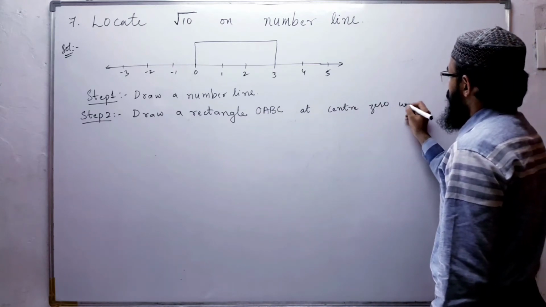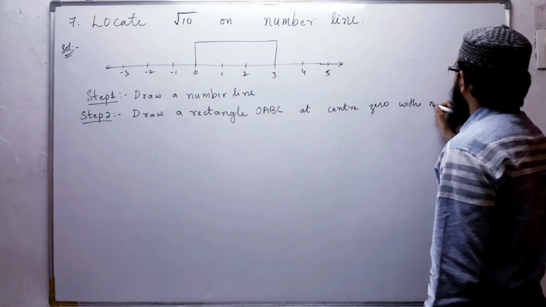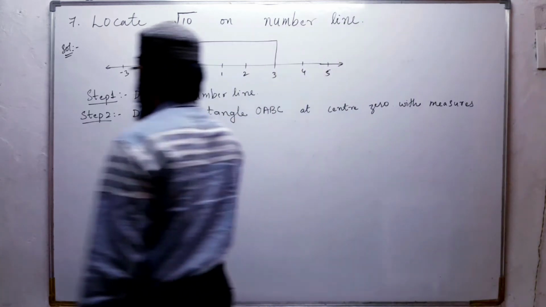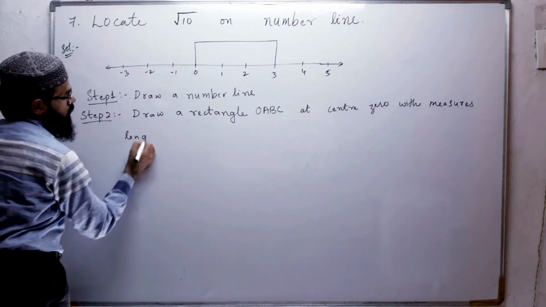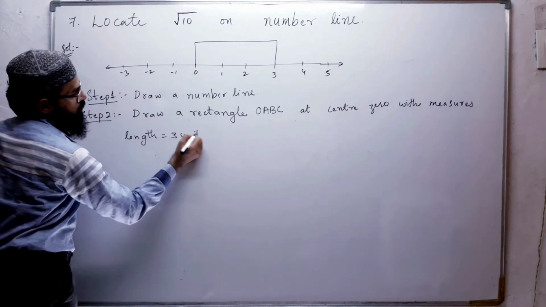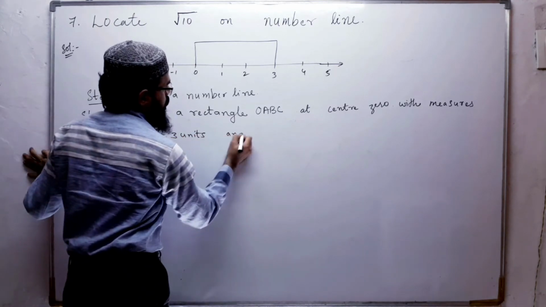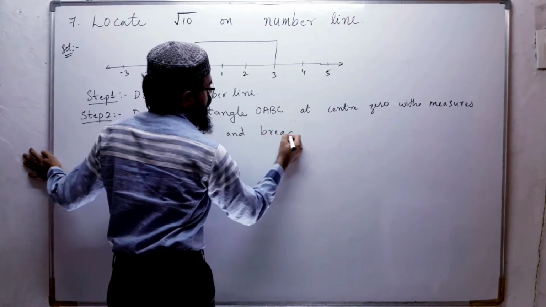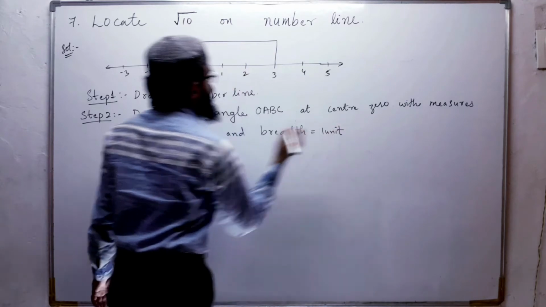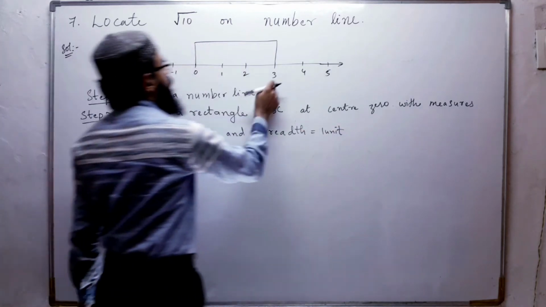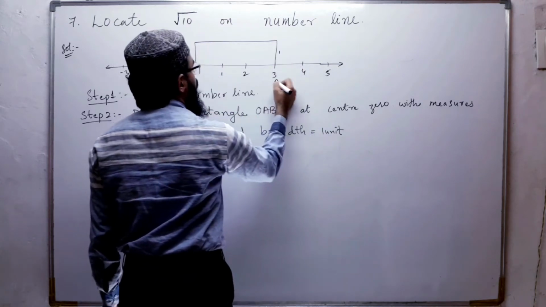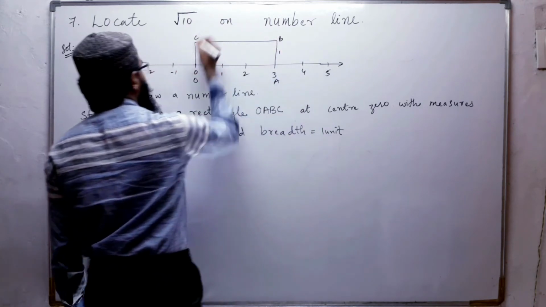Next, with measures. So what are the measures? Length. So length is equals to 3 units and breadth is equals to 1 unit. So this is 3 unit and it is 1 unit. From this is O, A, B, C.